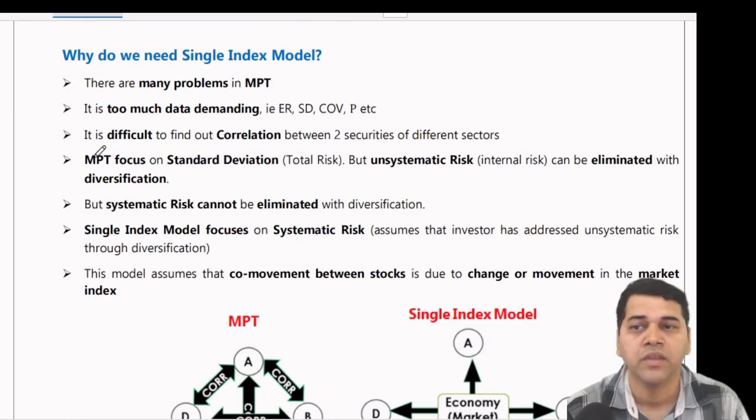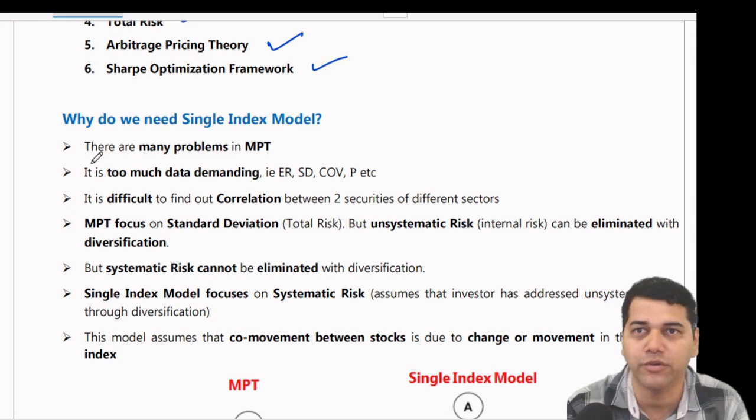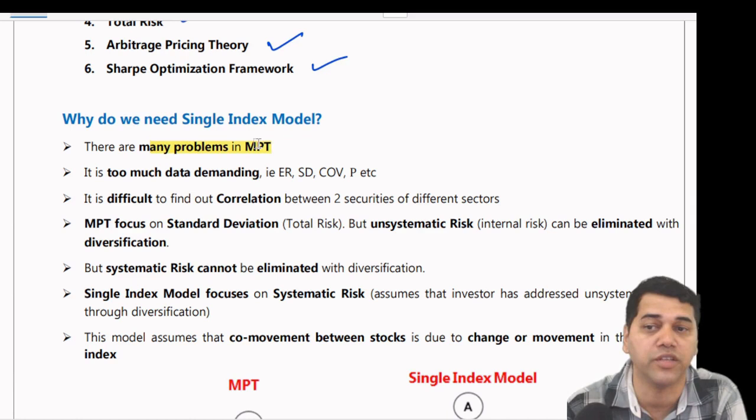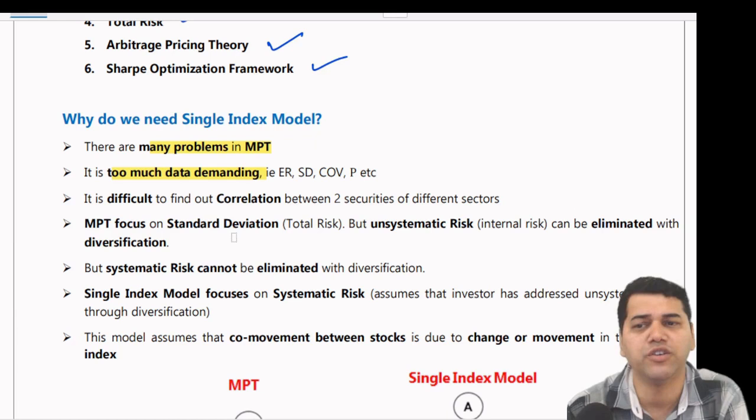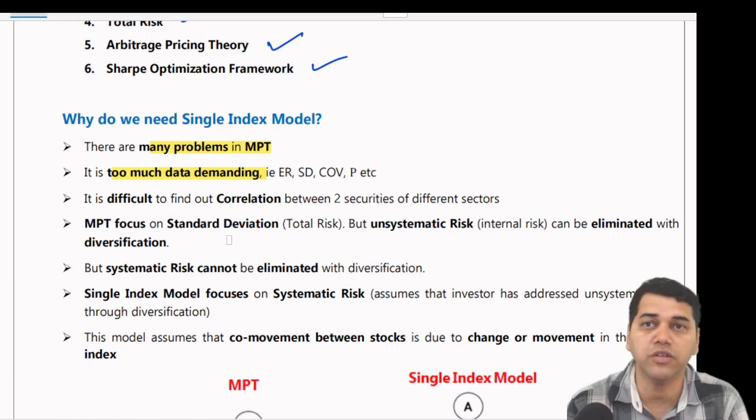Why do we need something like a single index model when Markowitz portfolio theory is already there? What is the need for Sharpe to develop this? Why is it also efficient? He also gave a mathematical way to analyze the portfolio. Why? Because there are certain problems in the Markowitz portfolio theory or modern portfolio theory. One, it is too data demanding. You need to calculate expected return, standard deviation, covariance for every single security. Suppose your portfolio has 30 securities, then you need to find out the correlation between every combination. Too much data, too much work.